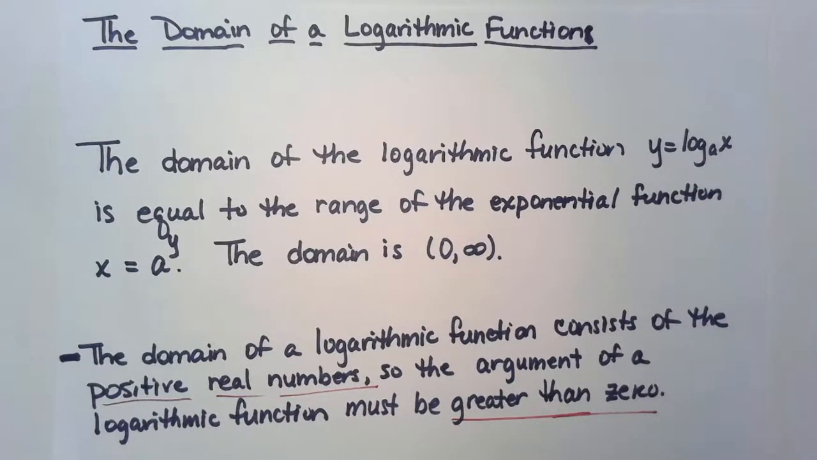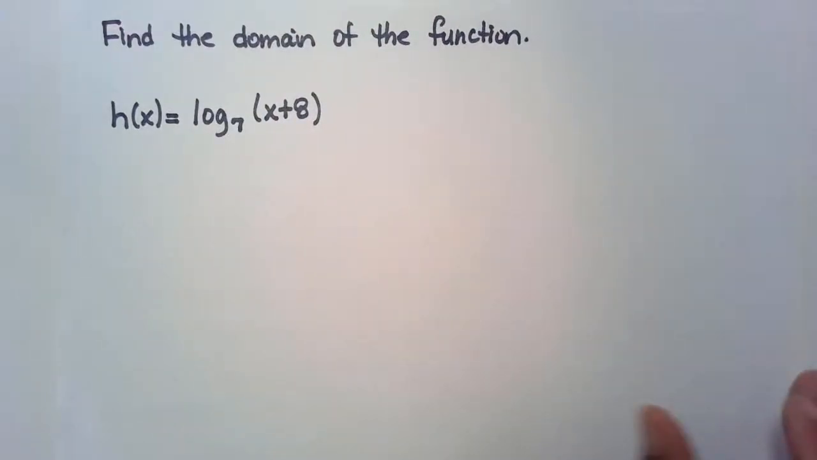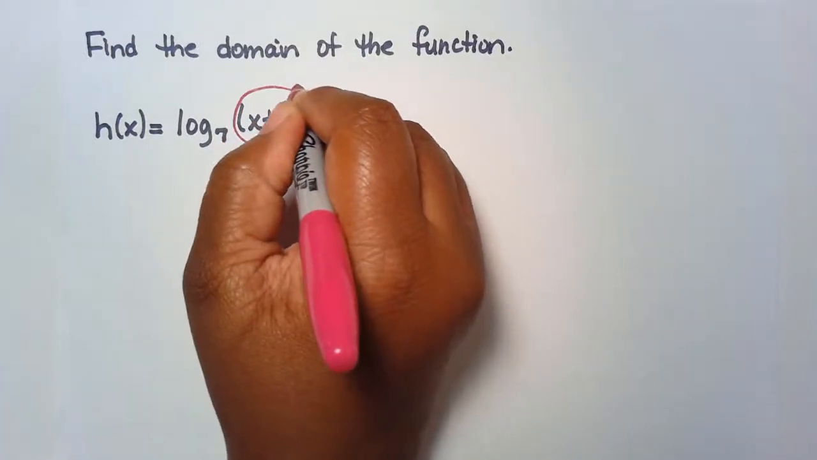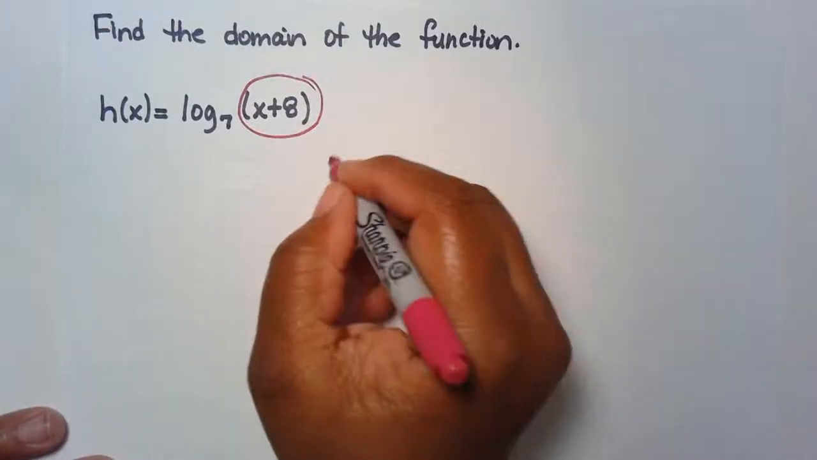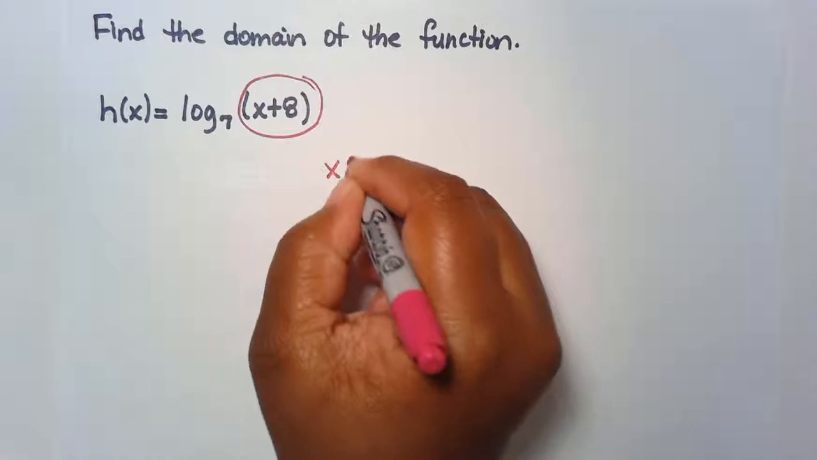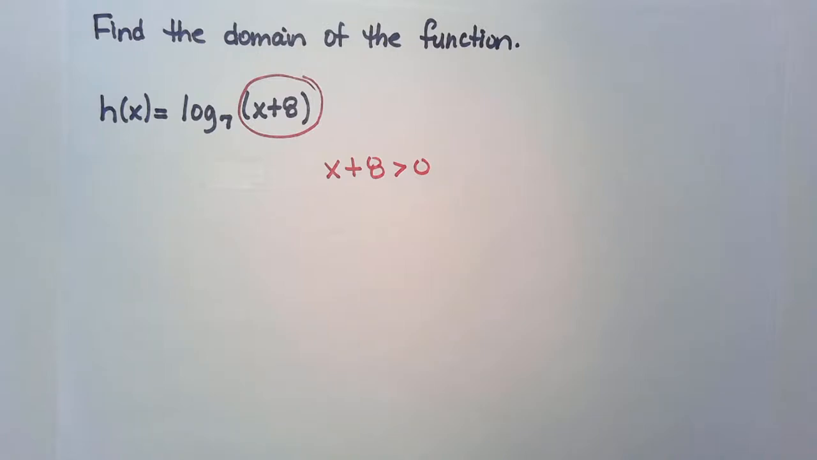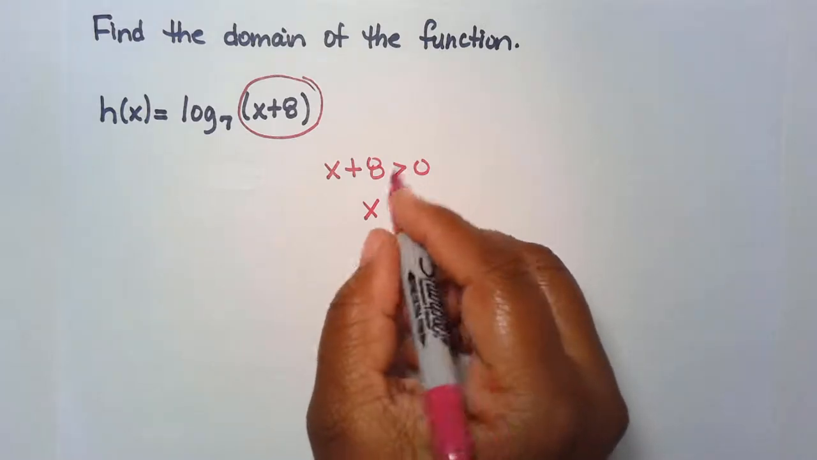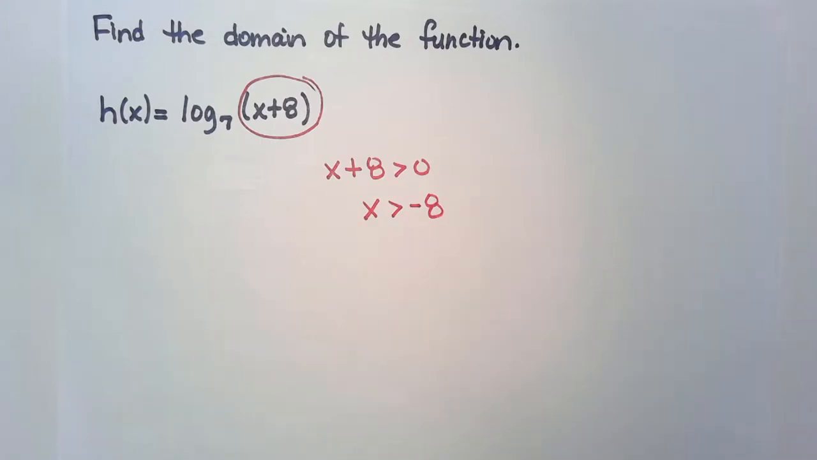Okay, so how to find the domain of a logarithmic function? Here we go. We're going to set this expression that I'm circling, x plus 8, greater than 0. Okay, so solving for x, we have x is greater than -8.